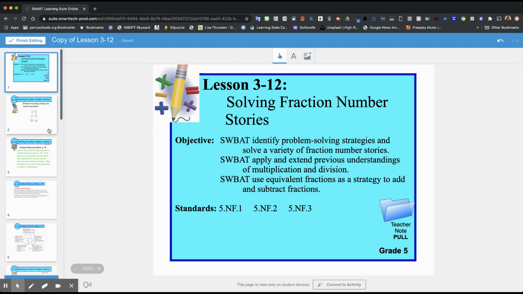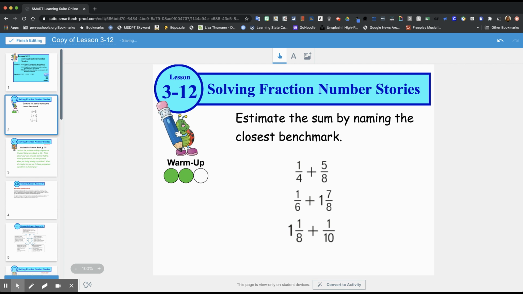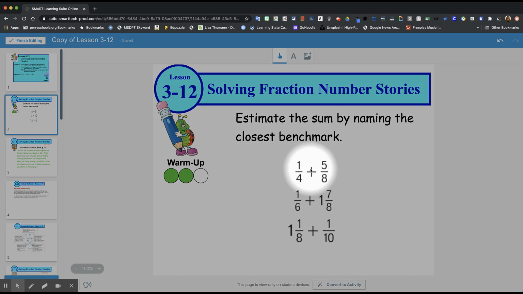As usual, let's start off with our warm up. For each one, I want you to estimate the sum by naming the closest benchmark. This is something that we've been doing. So let's look at the first one only. 1/4 plus 5/8. Take a moment and estimate what you think the sum would be. So remember, it can be close to one of those benchmarks. 0, 1/2, 1, 1.5, and so on.